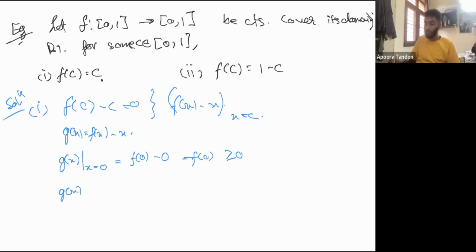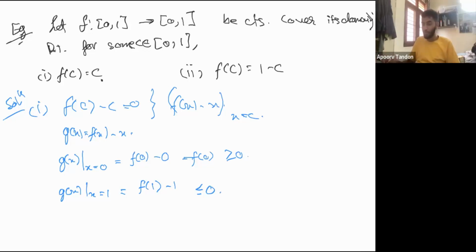What about the value of g of x at x equals 1? This is f of 1 minus 1. F of 1 is greater than or equal to 0, less than or equal to 1. So when 1 is subtracted from f of 1, it must be less than or equal to 0, right? The maximum value this can attain is 0 when f of 1 is 1, else it will be a negative number.